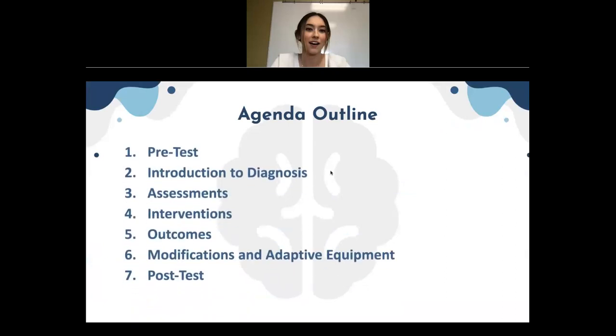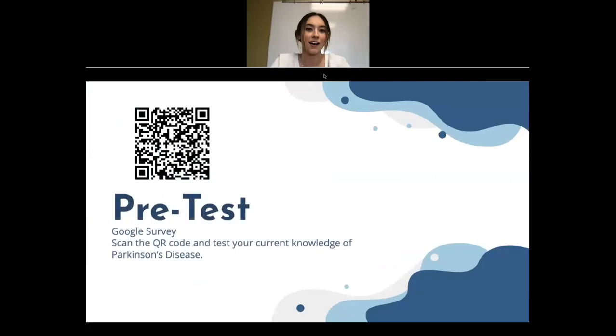So on the agenda for today, we're going to have you complete a pre-test just to check your knowledge before we give you the lesson. And then we're going to go over the introduction to the diagnosis of Parkinson's disease, the assessments that you would use for this disease, intervention methods, outcomes, modifications, and adaptive equipment for the home, and then the post-test to see what you have retained. So at this time, go ahead and pause the video and use your phone to do the QR code on the screen, and then you'll take the pre-test.